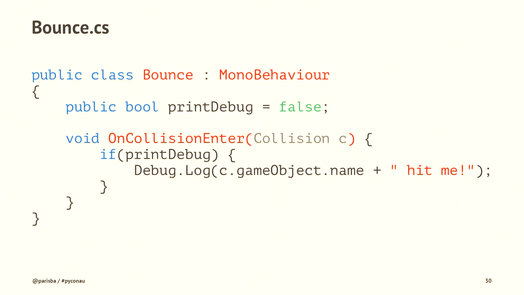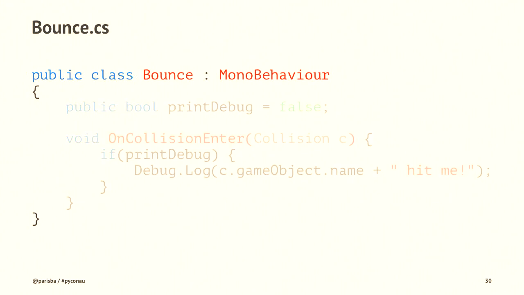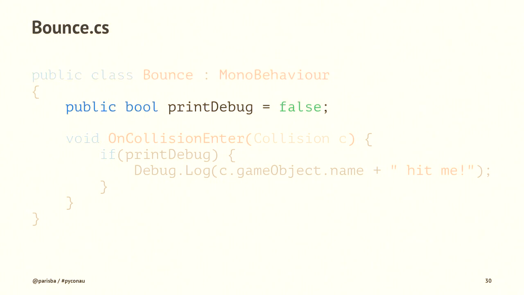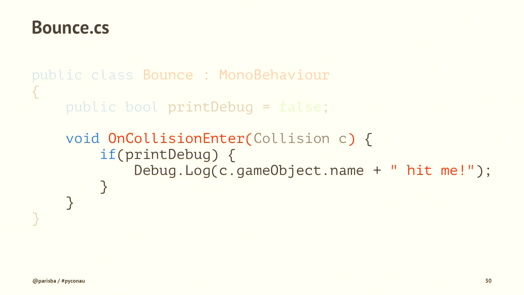I don't know how much people know C#, but hopefully this is mostly readable to anyone who's programmed in any modern programming language. It has a class with the same name as the file, a public Boolean called printDebug, which we default to false, and an implementation of a method called onCollisionEnter that, if printDebug is true, prints out a thing saying what was collided with. And this onCollisionEnter is called by the physics engine when something hits whatever object this script is attached to. Hopefully that's pretty self-explanatory for everybody.